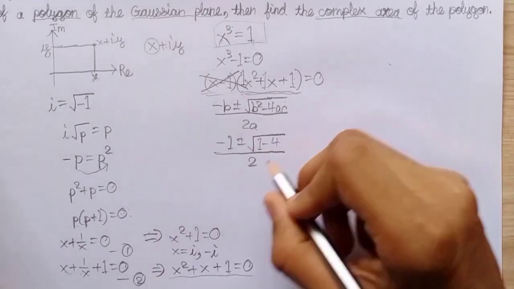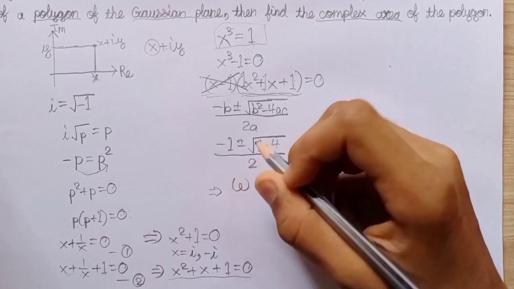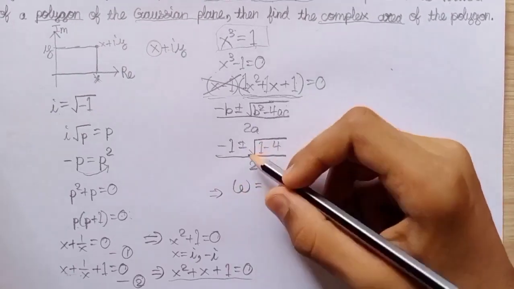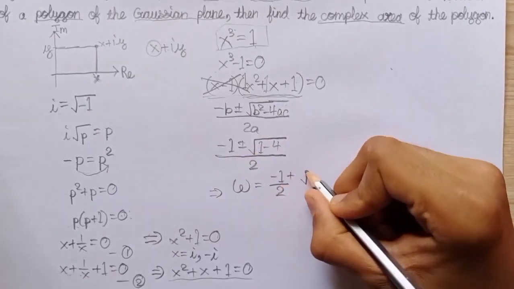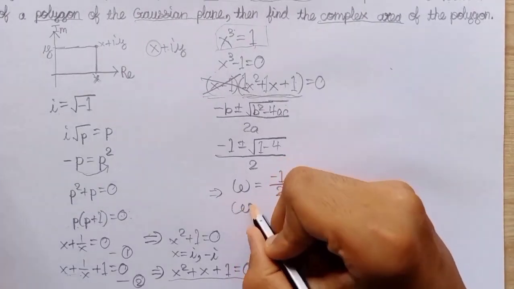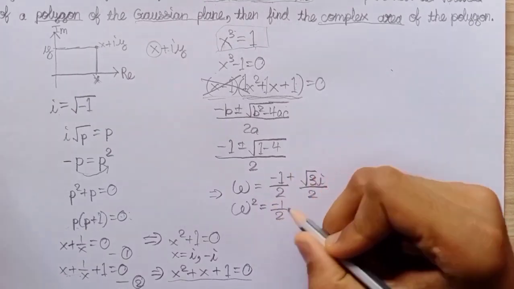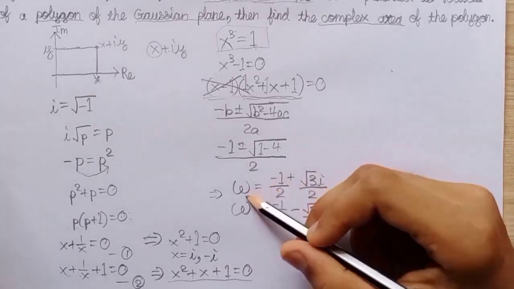This gives us two roots. Omega is the symbol, which is minus 1 plus root 3i, and we'll take the divided by 2 separately. So minus 1 by 2 plus root 3i by 2. And we get omega squared as well, which is minus 1 by 2 minus root 3i by 2. Basically, omega's conjugate.